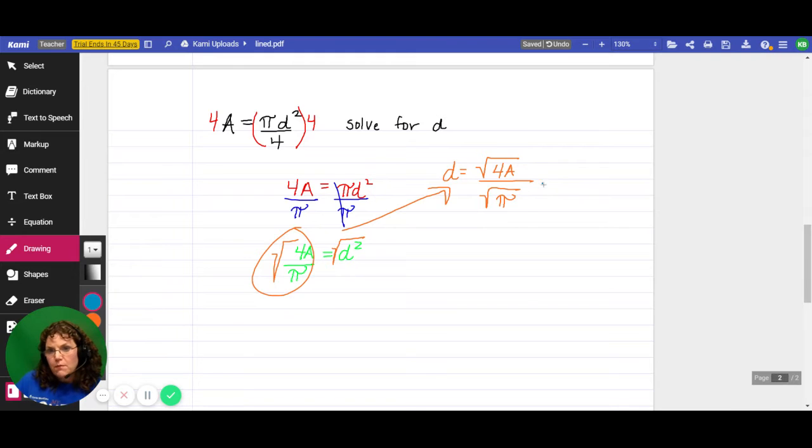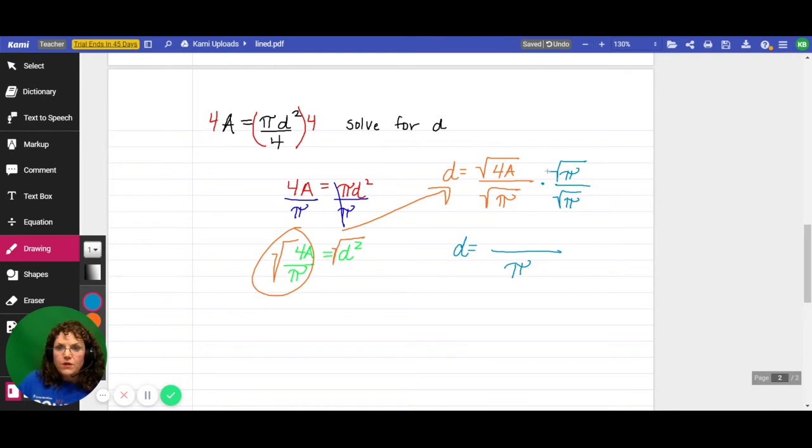You rationalize by multiplying the denominator by itself, because remember we talked about a radical multiplied by itself just cancels the radical. But if I multiply the bottom by square root of pi, I have to multiply the top by square root of pi as well. So on the bottom, square root of pi times square root of pi eliminates the radical and leaves me just pi. So there's no more radical in the denominator, which is why we did it.